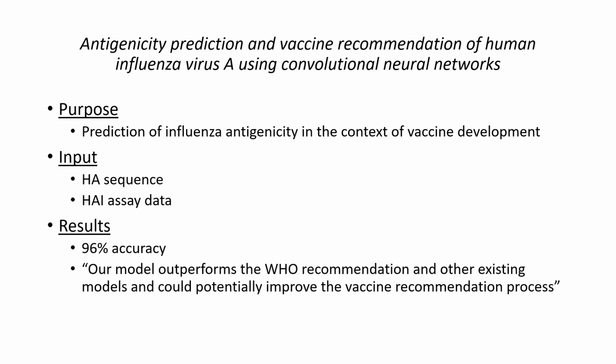Now, the final example I am going to show involves the use of a machine learning model to predict hemagglutinin and neuraminidase antigens of influenza to guide vaccine development. Researchers used previous hemagglutinin sequences along with hemagglutinin inhibition assay data as inputs to the model. They were able to achieve 96% accuracy in predicting the antigenicity of influenza in the period from 1997 to 2011, noting that their model significantly outperformed the World Health Organization's previous recommendations and could be used to improve the vaccine recommendation process.